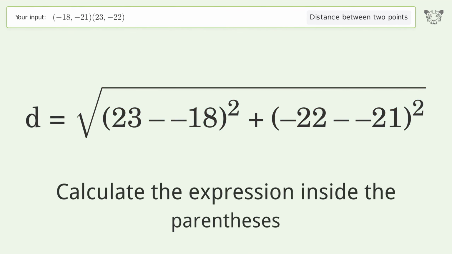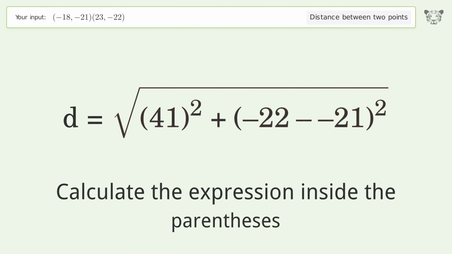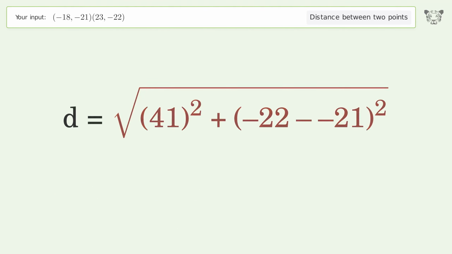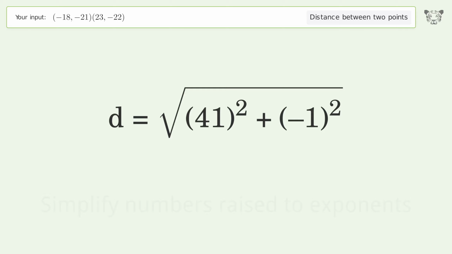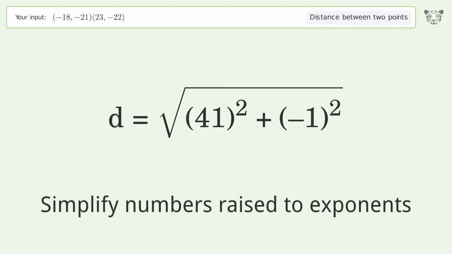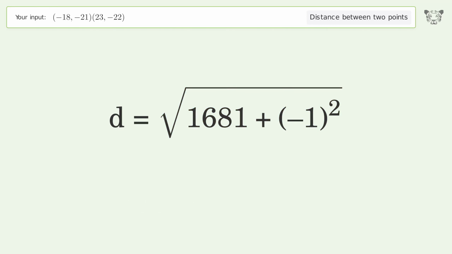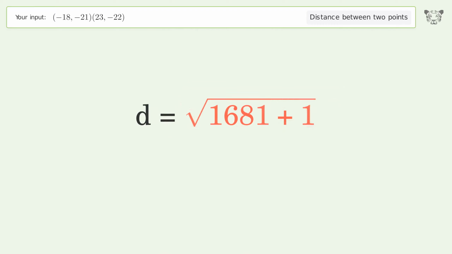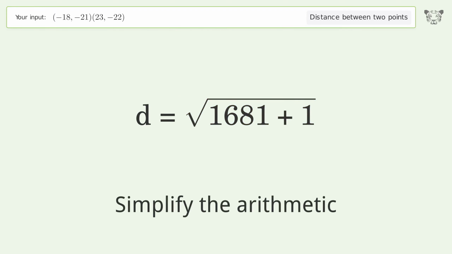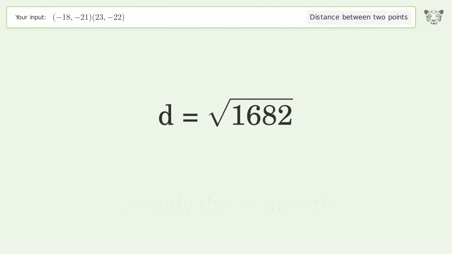Calculate the expression inside the parentheses. Simplify numbers raised to exponents. Simplify the arithmetic. And so the distance between the 2 points is the square root of 1682, or 41.012.